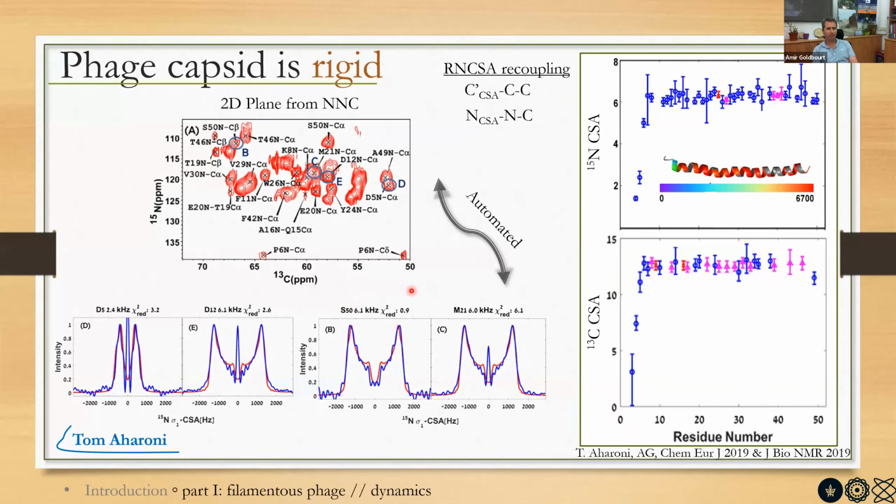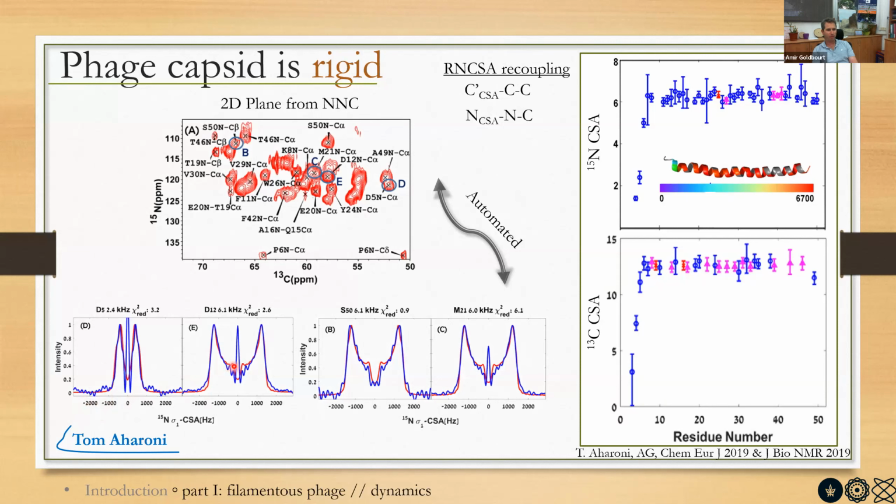We adopted the RNCSA technique developed by the Polenova lab, only we extended it to 3-dimensional experiments. One of them is CCC and the other one is NNC. This is just an example of an N15 CSA on an NC correlation experiment. We designed an automated program that picks the peaks and extracts all these line shapes directly, so you get all these blue spectra in a single file that you see here.